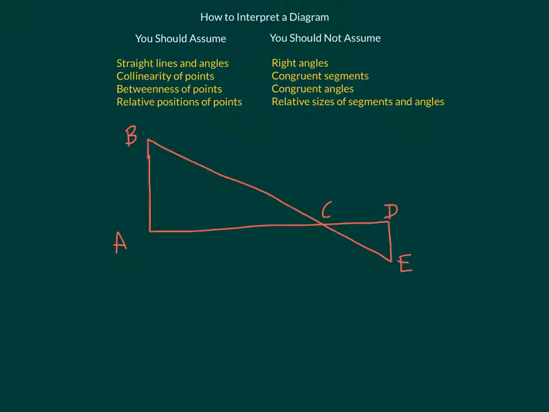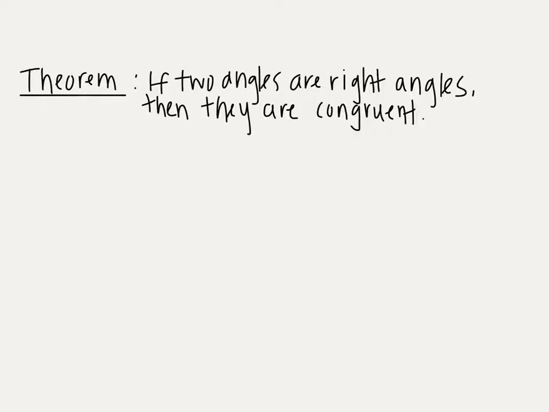So let's look at our first theorem. All right, so our first theorem is: if two angles are right angles, then they are congruent. Now, you might feel like you can assume this because you've been using this concept for all of your math life, but years ago, somebody proved this to be true, and so we're at the point where you can't assume things. You actually have to prove the congruency.